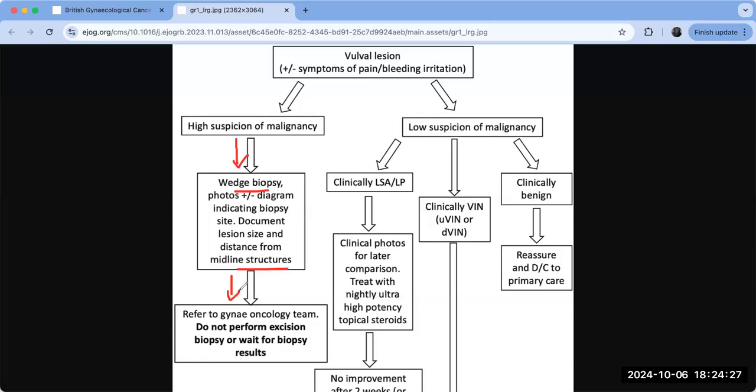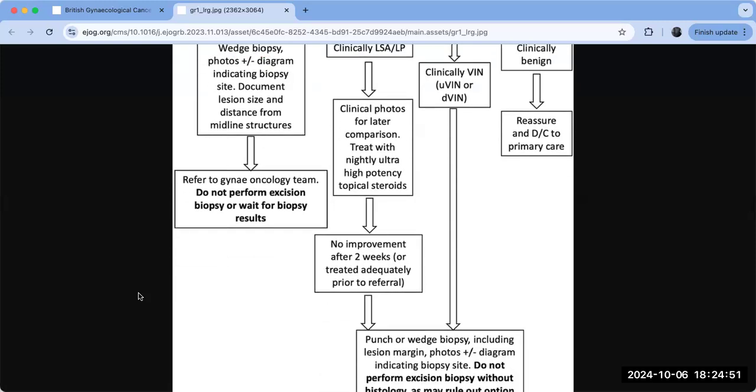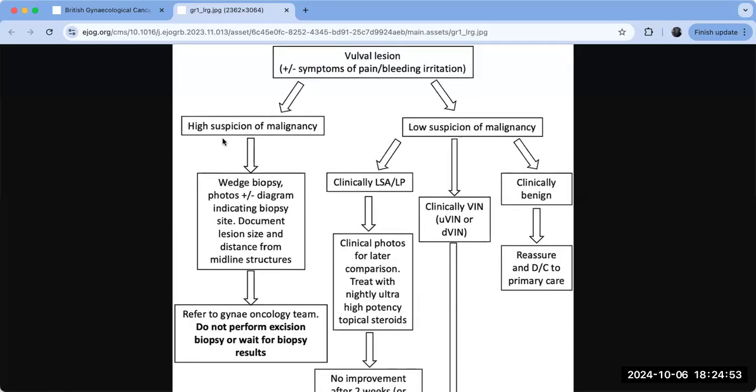Refer to the gynecology team. Don't perform an excision biopsy or wait for the biopsy result. You are going to initiate the referral. The biopsy result will go automatically to the team. Clear so far? Look, everybody would be happy and satisfied when they just follow the evidence of the guideline, right?